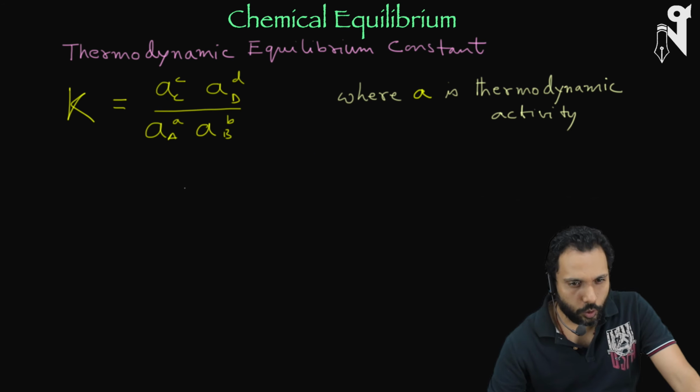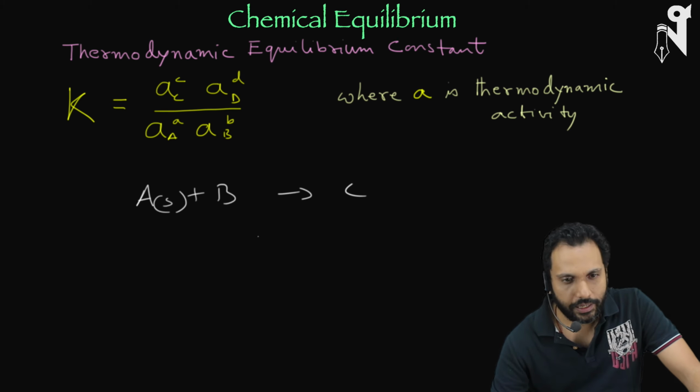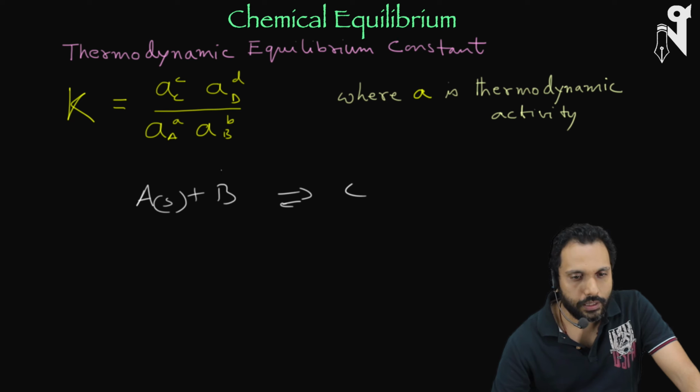Another important thing to note is if one of the reactants, say in A plus B gives C, say A is a solid, then there is an equilibrium and A is a solid. Then what is the activity of that solid? The activity of the solid is taken to be 1.